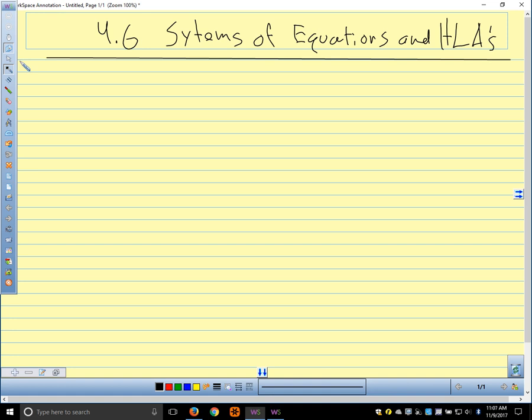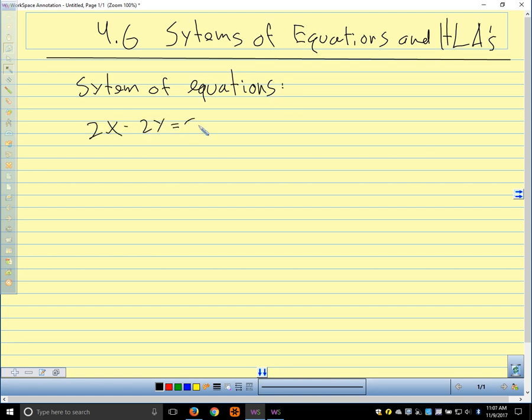All right, so when we're talking about a system of equations, what we mean is that we have two equations with two variables. So for example, we could have 2x minus 2y equals 8 and 9x minus 3y equals negative 6. So we have two equations. We have two variables. That's a system of equations. We're going to solve for most of what we do.